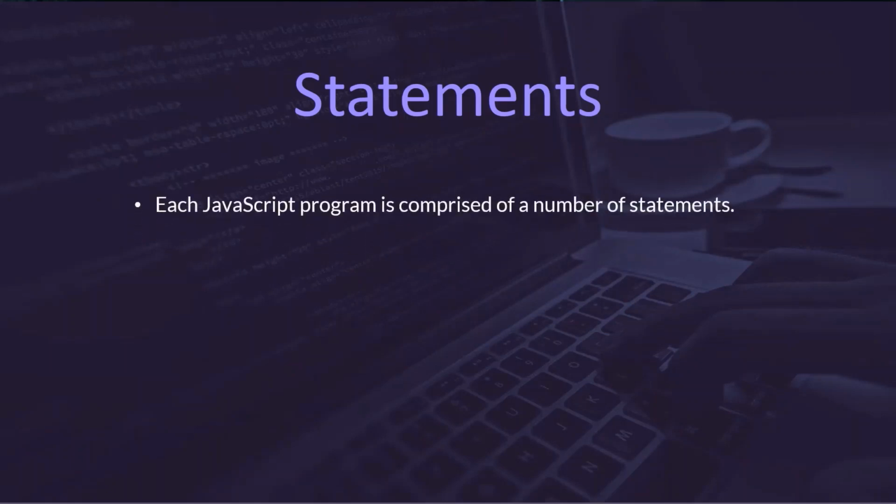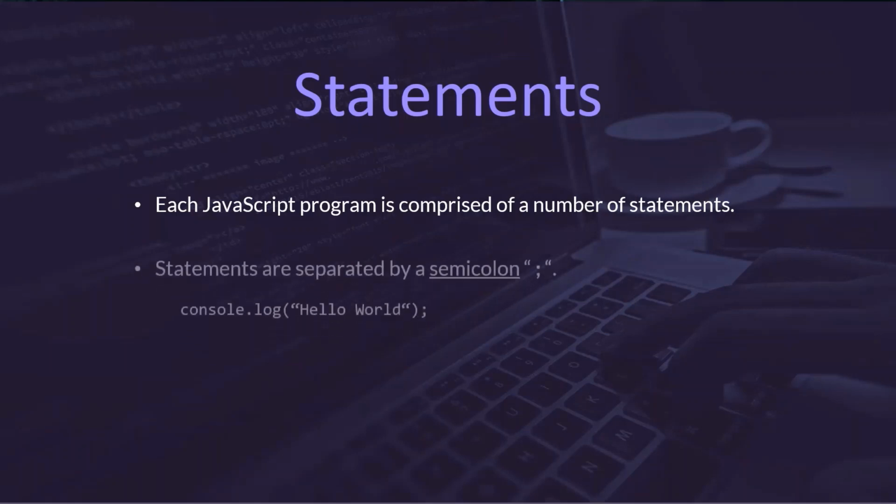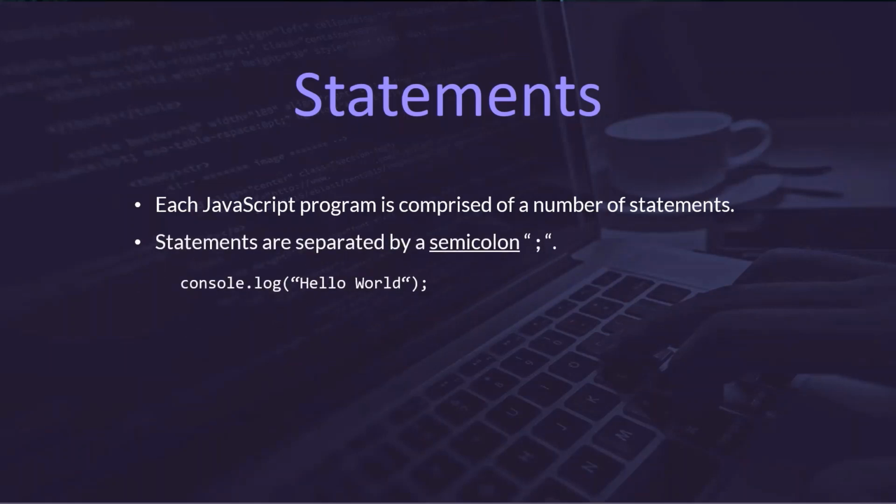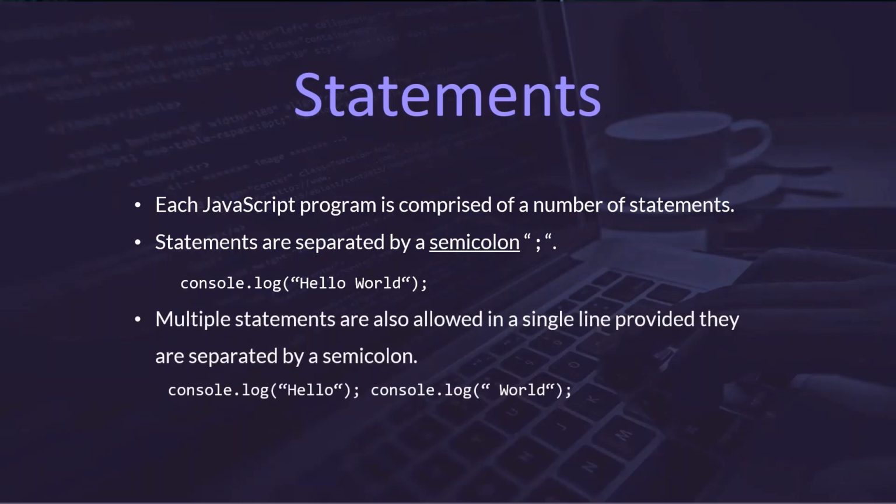So now in the program that we have written, we have used 3 statements. One is to log the message onto the console, one is to write a particular line onto the document, as well as one is to create an alert message. So each JavaScript program is comprised of a number of statements. The statements are separated by a semicolon at the end. So we can also write multiple statements in a single line, provided each of them are separated by a semicolon.